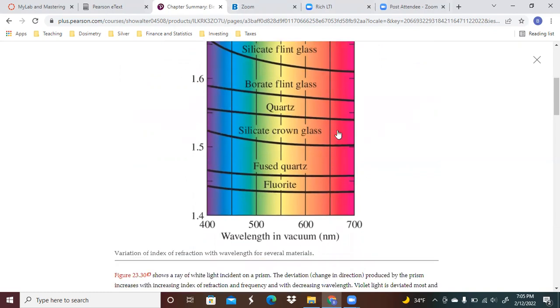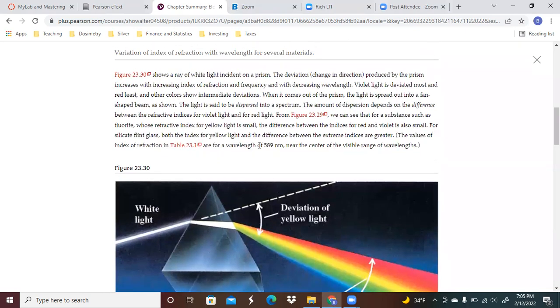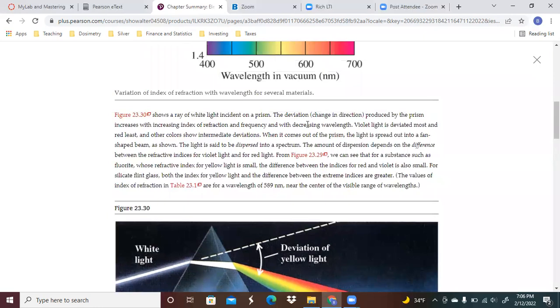And you can see all of these wavelengths here. So you've got a picture here where the light is coming through as white light. It starts to hit the prism here, and you're looking at the measure of the dispersion. You can see the deviation here. You're also looking at how spread out the beams are over here.